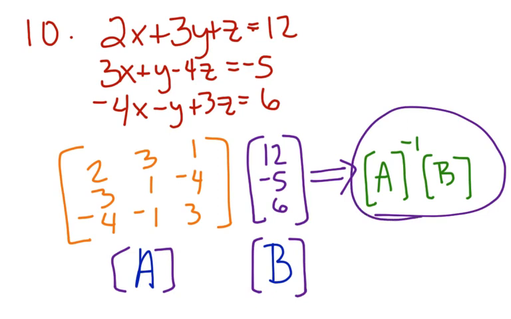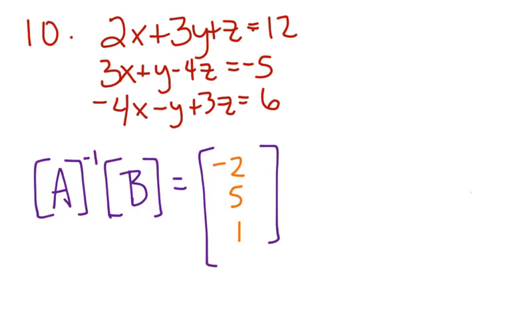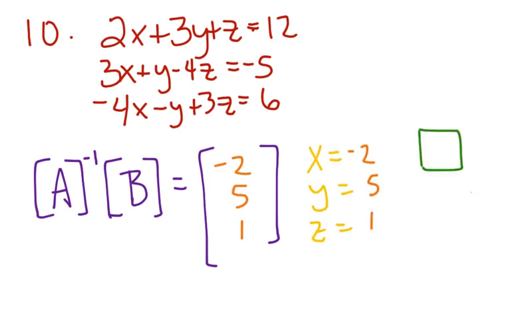You do not have to actually find the inverse every single time. You can just let your calculator deal with it. And then you're going to put your answer down. And so you should get -2, +5, +1. And so you're going to write that x is equal to -2 and y is equal to 5 and z is equal to 1.